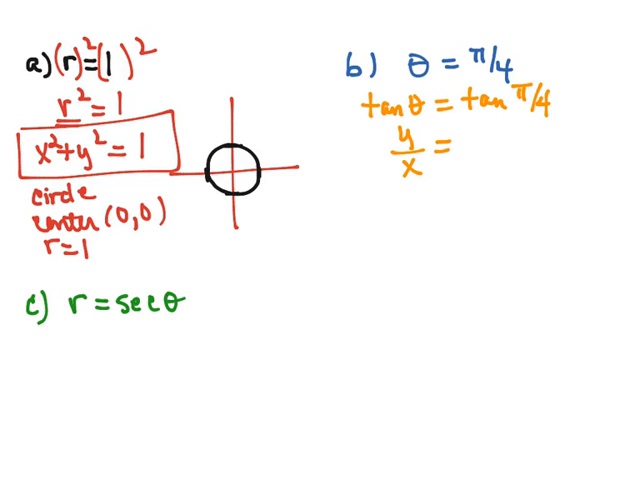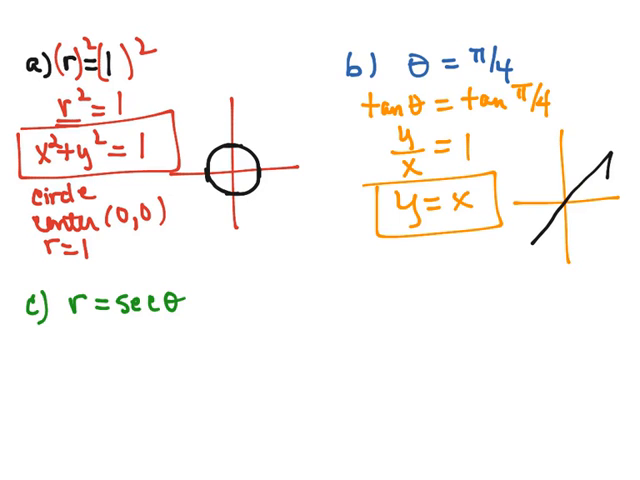And the tangent of pi over 4, that's one of our special right triangles, is equal to 1. So we'll end up with the equation in rectangular form, y equals x. And that is just our main diagonal.